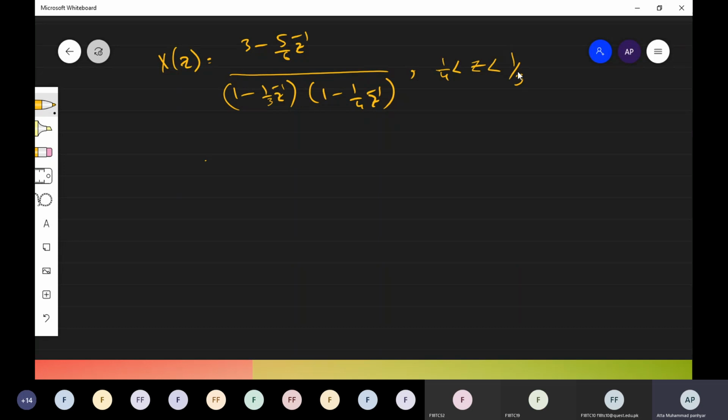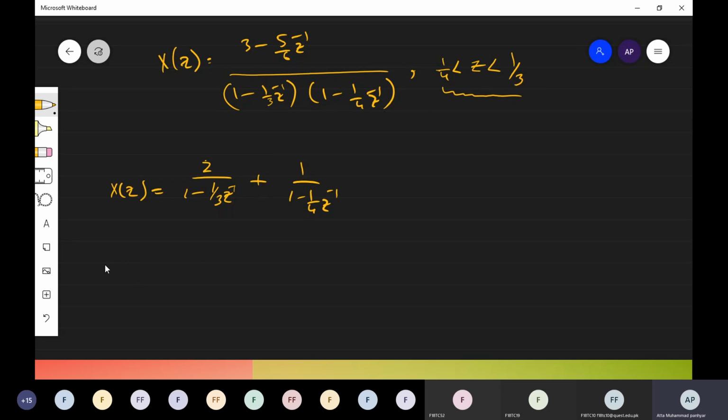So what about this signal? Now we know the magnitude response of the signal must be the same, that must be equal to 2 upon 1 minus 1/3 z^-1 plus 1 upon 1 minus 1/4 z^-1, right? But the region of convergence is now different. Earlier the region of convergence was greater than 1/3, but now we have a different case.